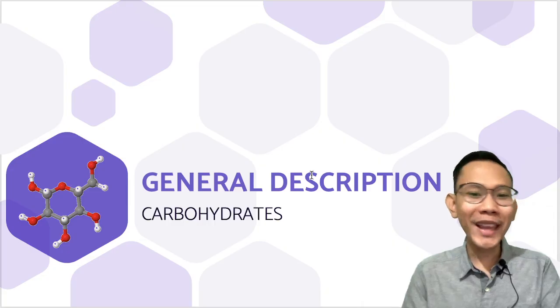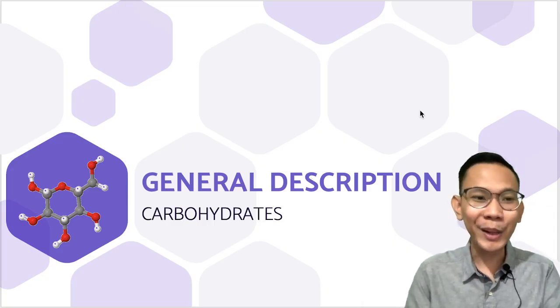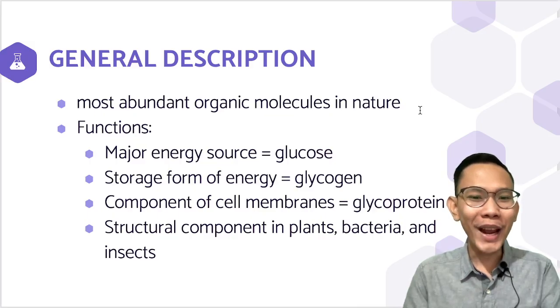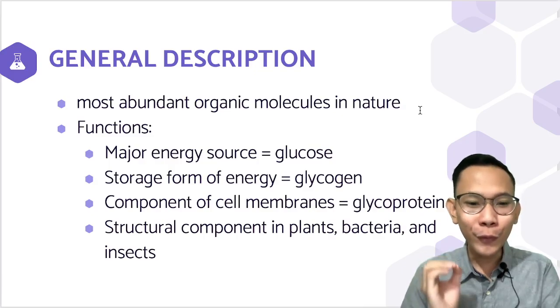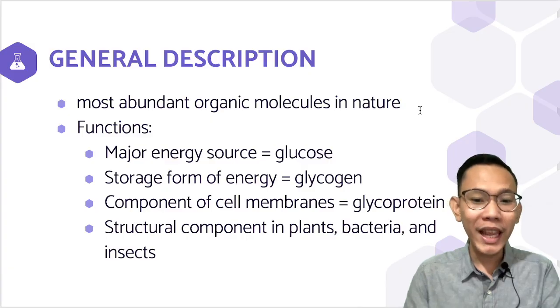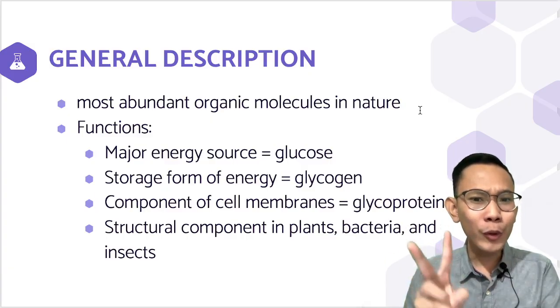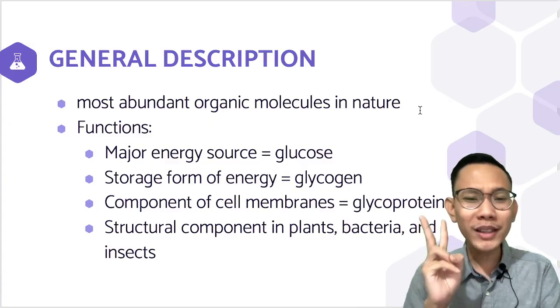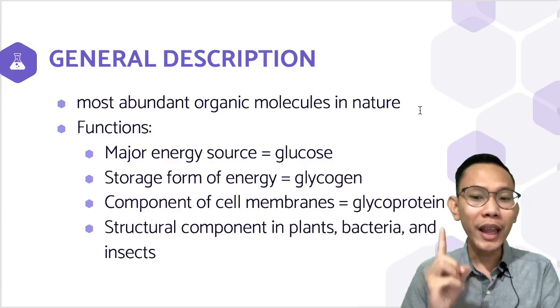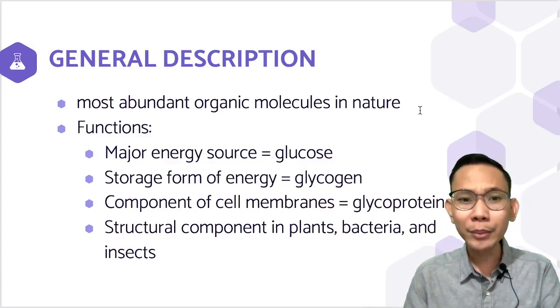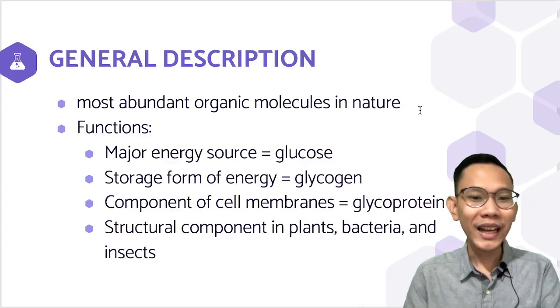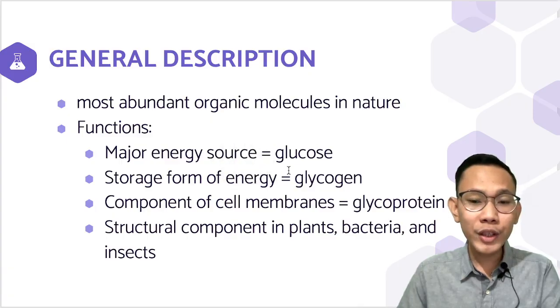So first, let's go again with the general description of your carbohydrates. When we say carbohydrates, these are the most abundant organic molecules in nature. As we all know, carbohydrates are the major food source and energy supply for the body and are stored primarily in two most important organ systems, your liver and your muscle glycogen. So major energy source will be your glucose. Storage form of your energy will be in the form of glycogen.